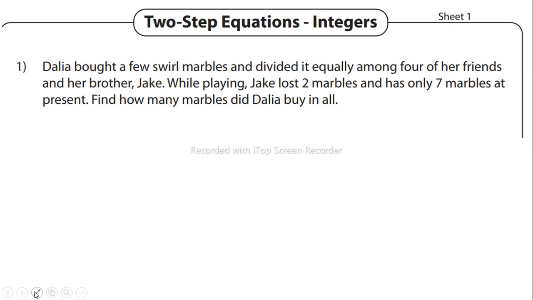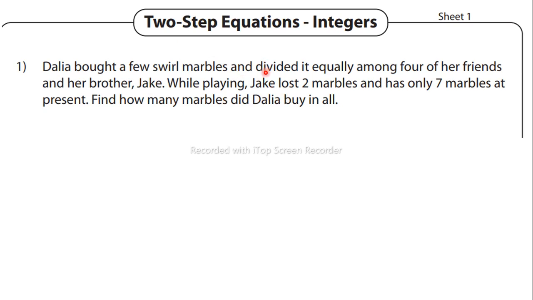So the way we're gonna start this question off, yes, ma'am. When they say Jake lost two and has, never mind. Okay. Like when they say has only 7 marbles at present, right? They mean how much Jake has left. As I'm saying, it says while playing Jake, it's talking about Jake. So first we start talking about Dahlia, and then we start talking about her brother Jake. We have to try to connect those two ideas.